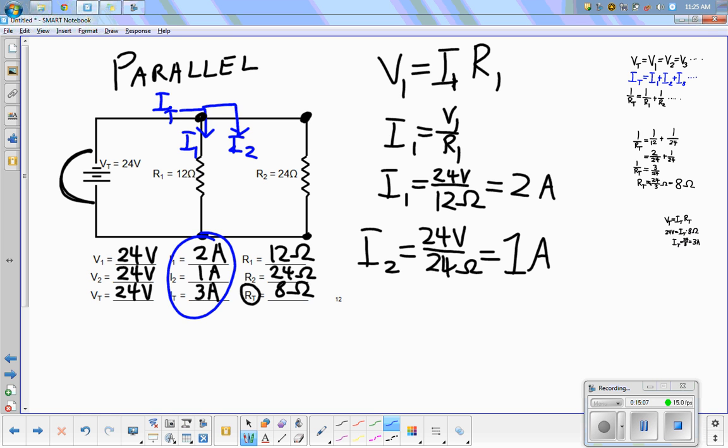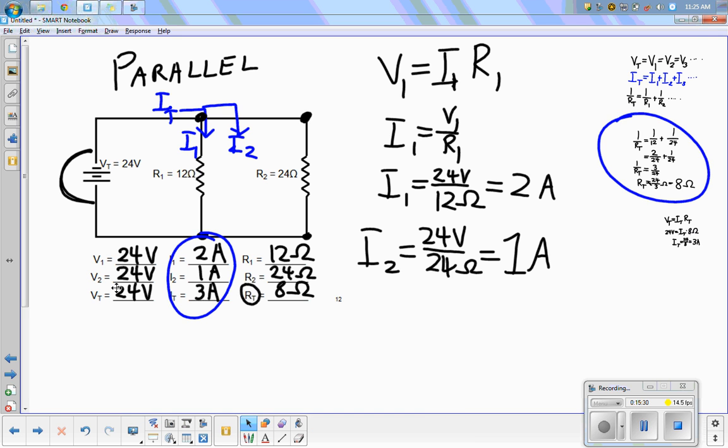Maybe the hardest part might be doing the equivalent resistance calculation over here. As long as you're keeping good track of that, it's very similar to a series circuit. It's just that you flip the rules: you sum the currents, and you have a single equivalent voltage. We're going to move on to a combination circuit next.